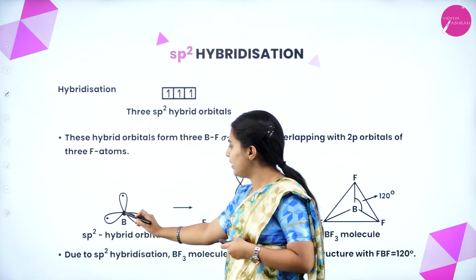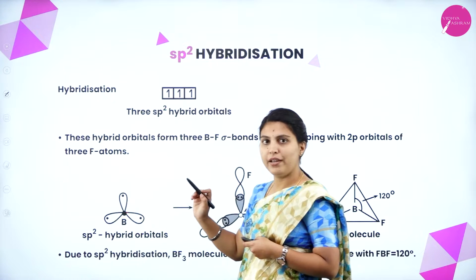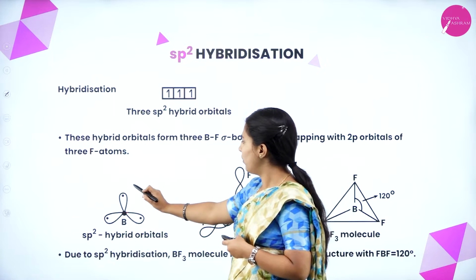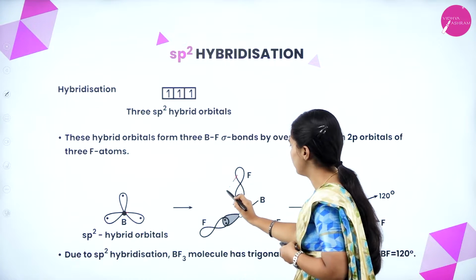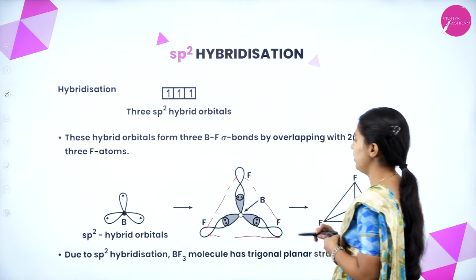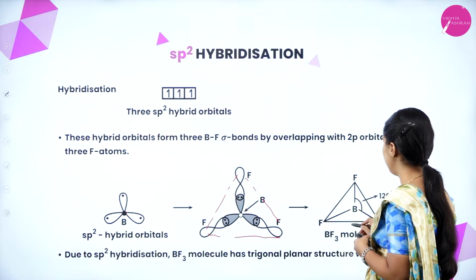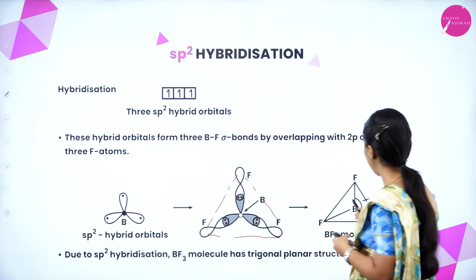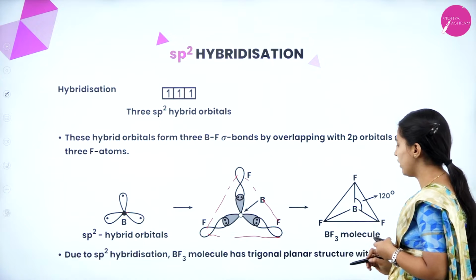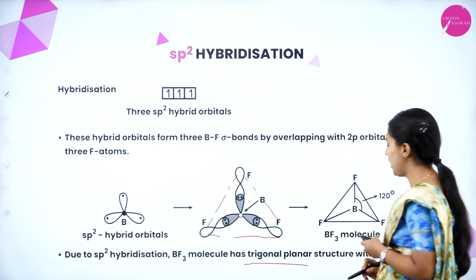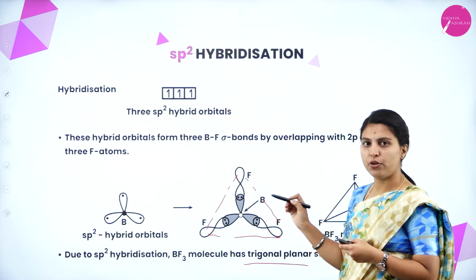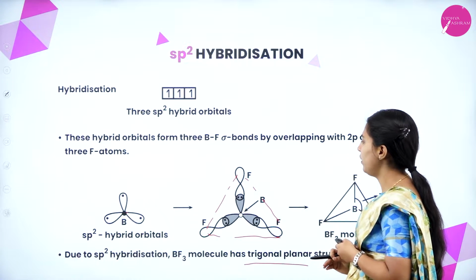See here, one is B here, 3 F. F is having 7 electrons, within that one lone pair will be there, no? One single bond will be formed here. It will form like this. This is the BF3 molecule having 120 degree. Due to sp2 hybridization, the BF3 molecule has a trigonal planar structure. It is having a triangular trigonal planar structure.